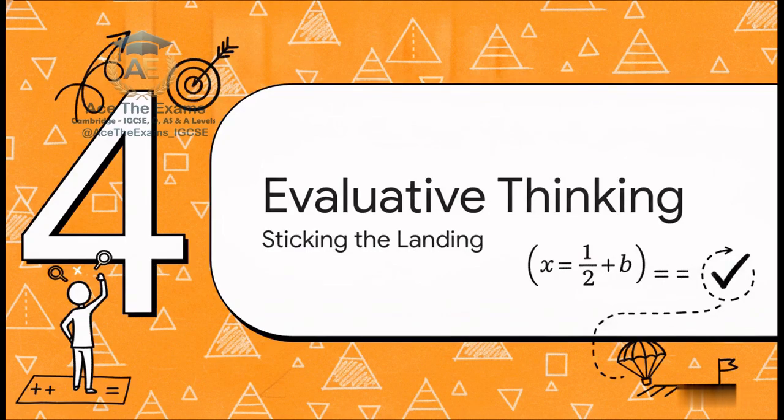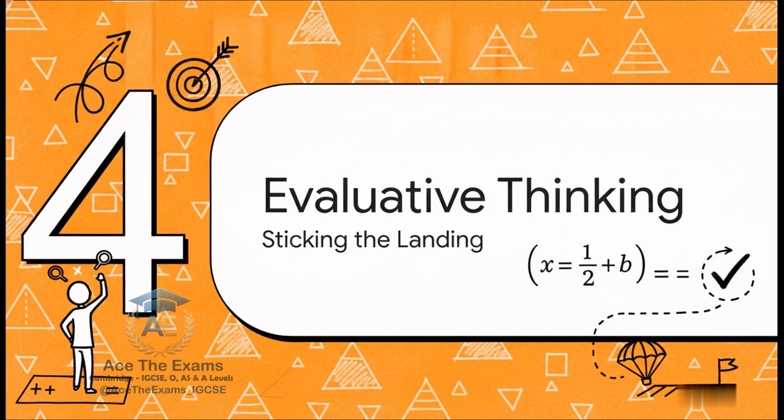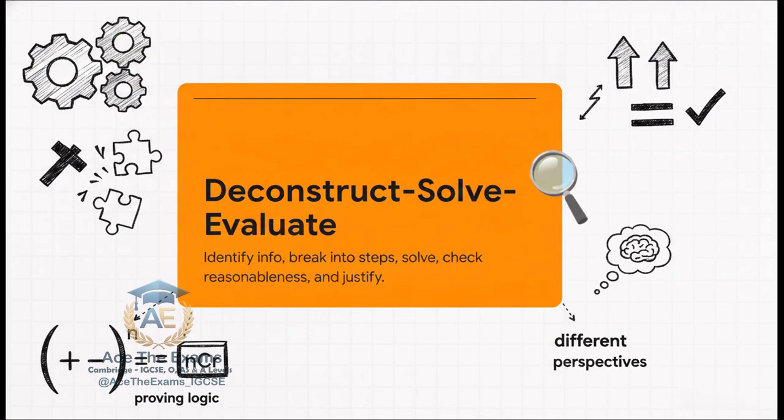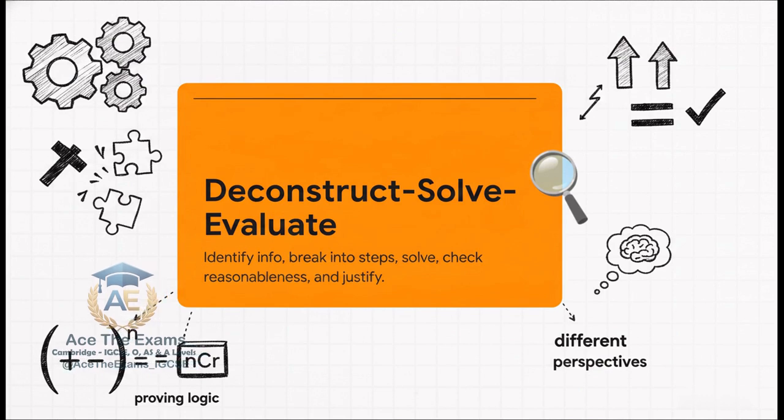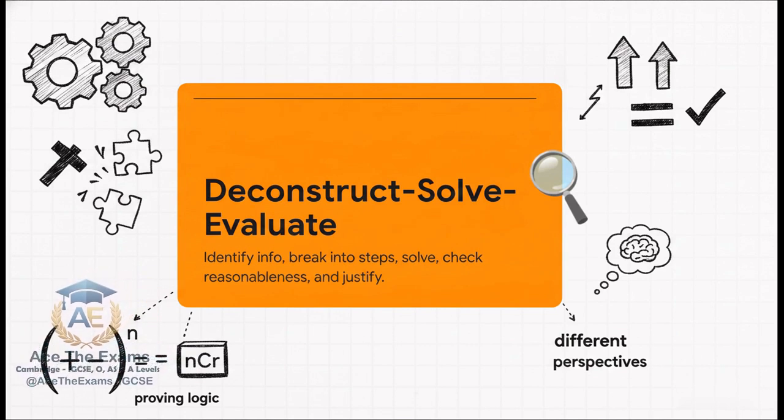Which brings us to our final section, Section 4, Evaluative Thinking. Stick the landing. You see, top-scoring candidates don't just finish calculating, put their pens down, and move on. No, they step back and utilize the deconstruct, solve, evaluate model. We've talked about deconstructing the given information and breaking it into logical steps. We've talked about solving systematically. But that last part, evaluating, is absolutely crucial.